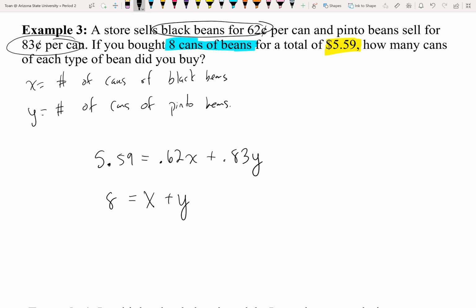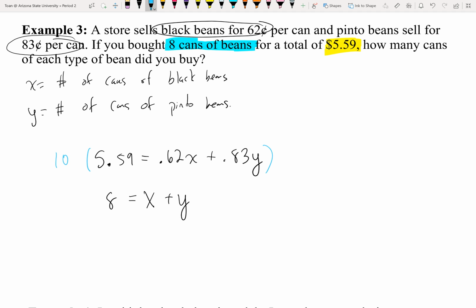And then you just solve the system like normal. My suggestion: you see how you have a whole bunch of decimals? I'm not a big decimal guy. I like whole numbers. So if your problem involves decimals, I would just go ahead and get rid of the decimals. In this case, how many place values do we have?